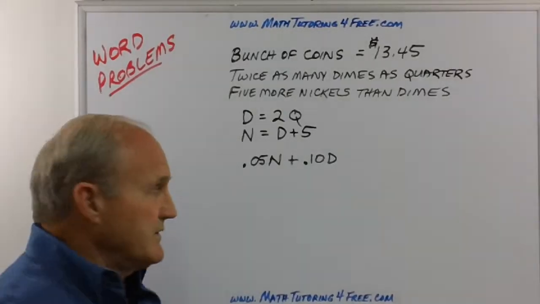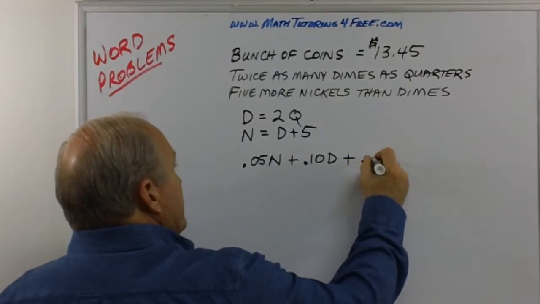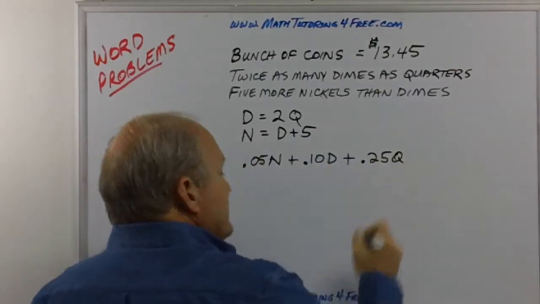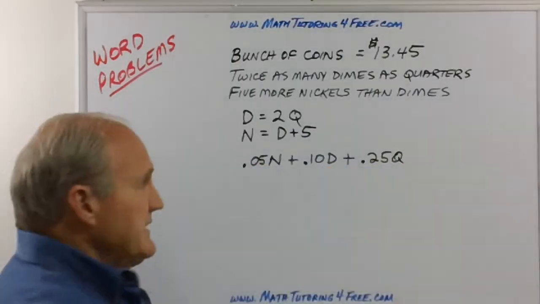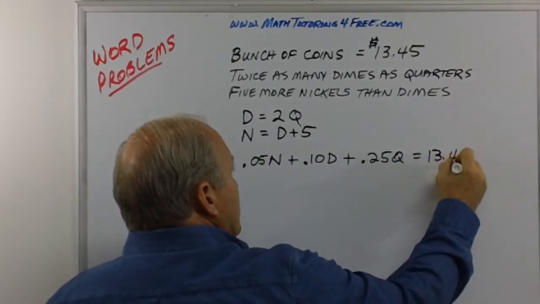And finally, the quarters are worth how much? Quarters are 25 cents, so we say 0.25 times the number of quarters. And what's the total value of all three? Obviously, it's equal to $13.45.